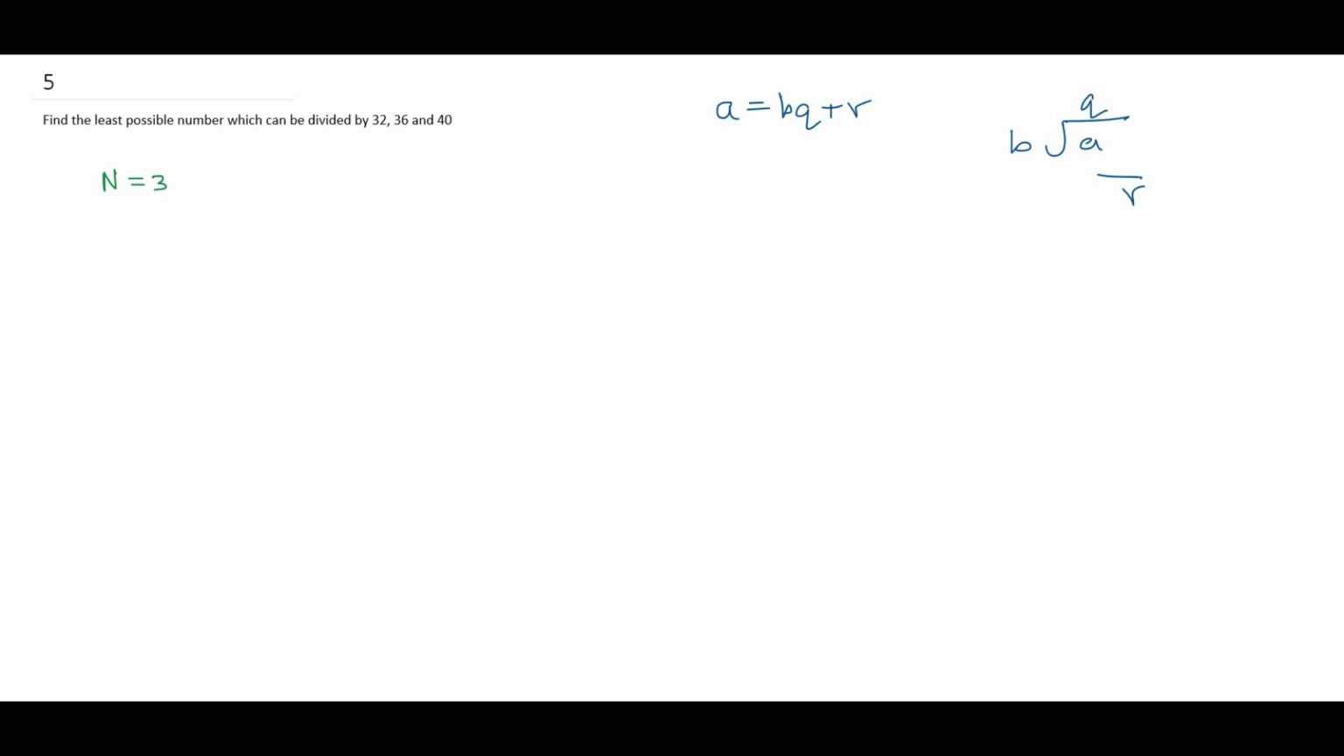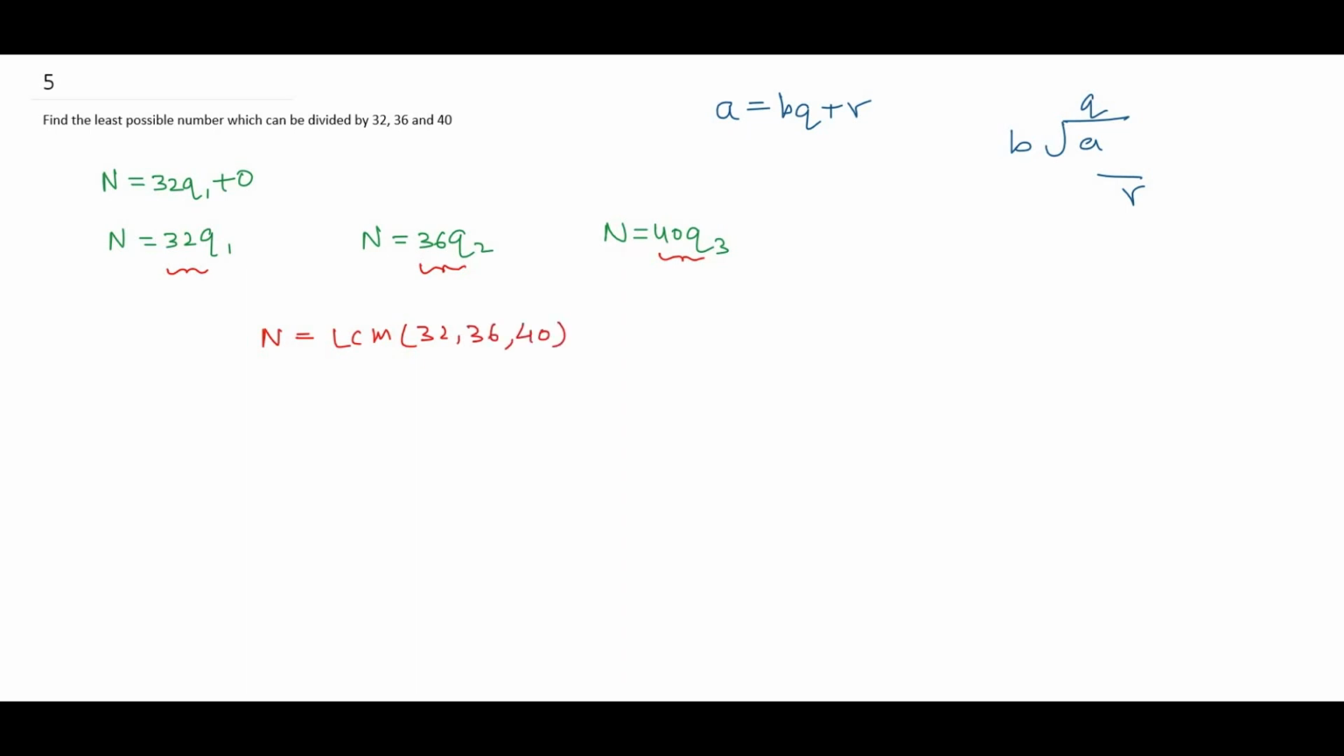Let that number be capital N. It will be equal to 32 times Q1 plus 0, using this only. Remainder would be 0, that is N equals 32 Q1. Similarly, N would be equal to 36 Q2 and N is equal to 40 Q3. So we can easily observe that N is nothing but a multiple of 32, 36 and 40 as well. Therefore, N will be nothing but the LCM of 32, 36 and 40.